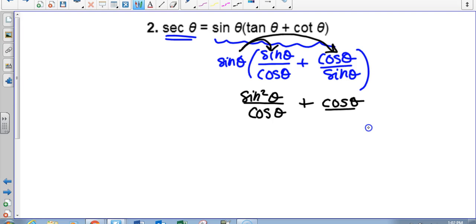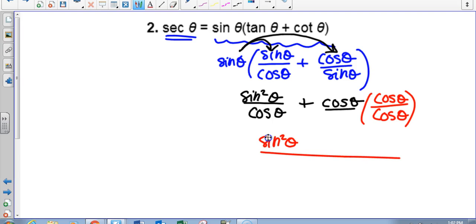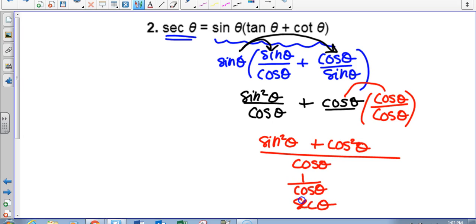Now what? This guy's got to be multiplied by cosine over cosine. Good job. So we end up with a sine squared. Cosine times cosine is cosine squared, so that mess is going to become what? 1 over cosine, which is secant. But please show this step so it's clear how you got that 1, okay?